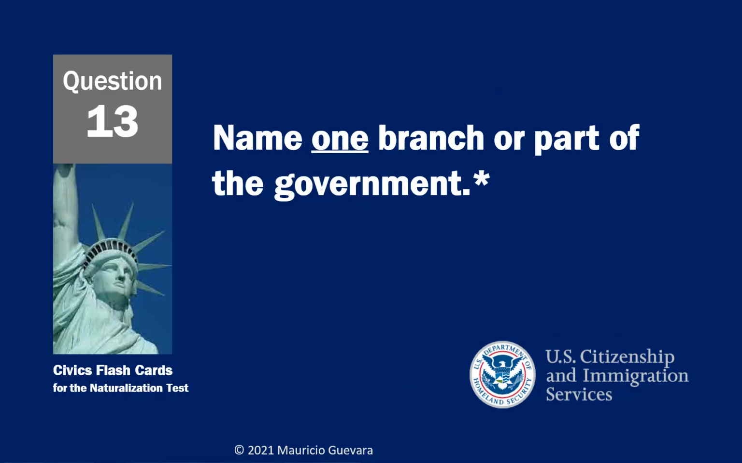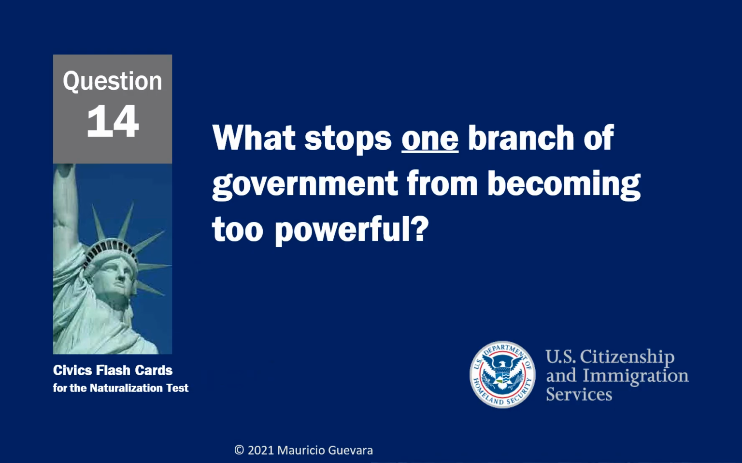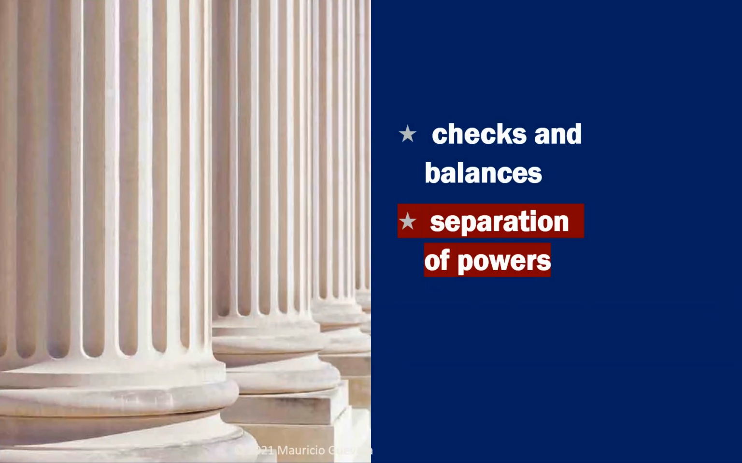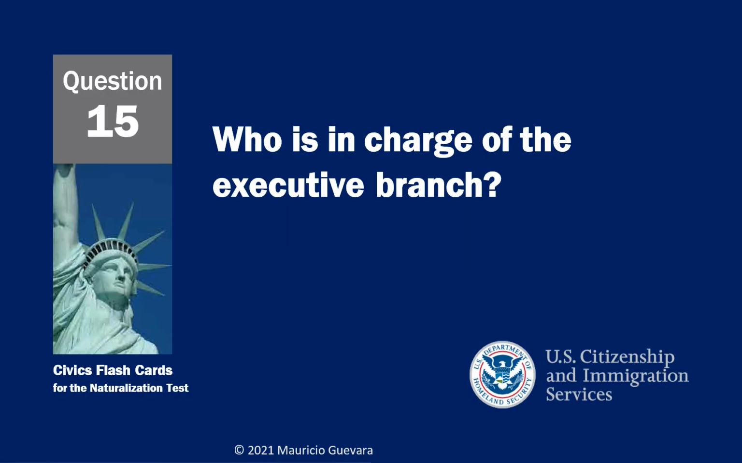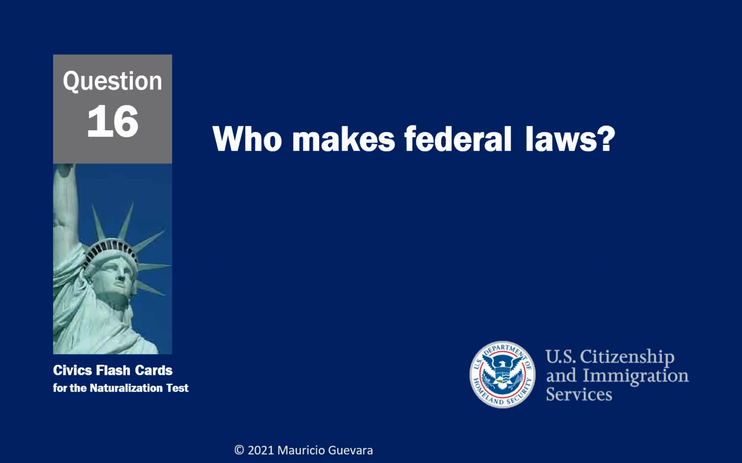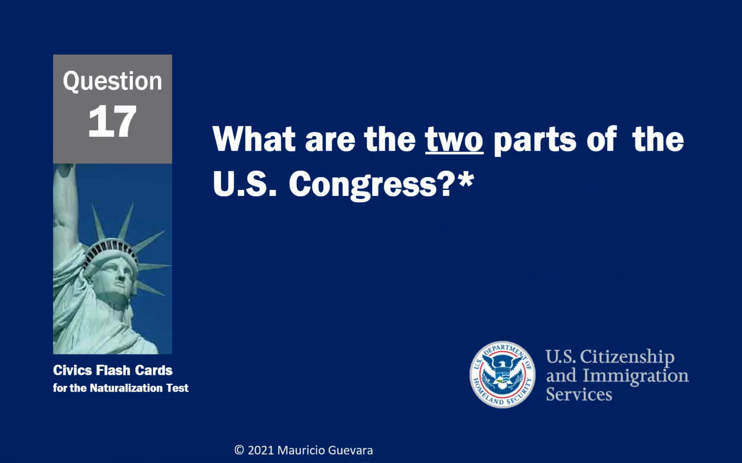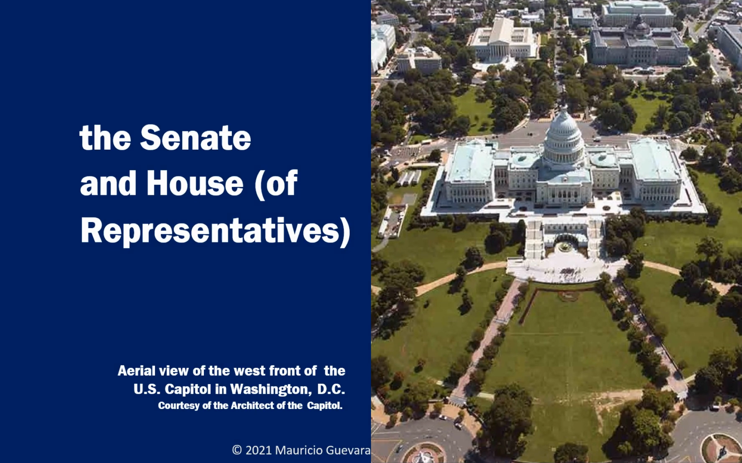Name one branch or part of the government. Congress. What stops one branch of government from becoming too powerful? Separation of powers. Who is in charge of the executive branch? The president. Who makes federal laws? Congress. What are the two parts of the U.S. Congress? The Senate and House of Representatives.